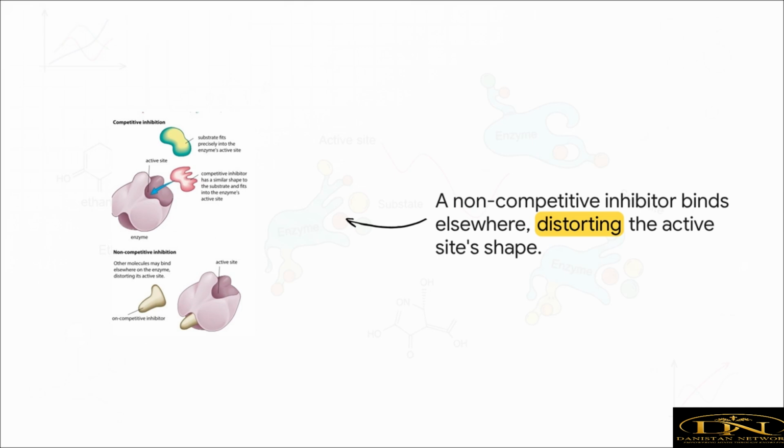Instead, it attaches to a completely different part of the enzyme. But here's the sneaky part. When it binds there, it triggers a change in the enzyme's overall shape. It distorts the active site, making it useless. The key no longer fits the lock because the saboteur has warped the shape of the lock itself.